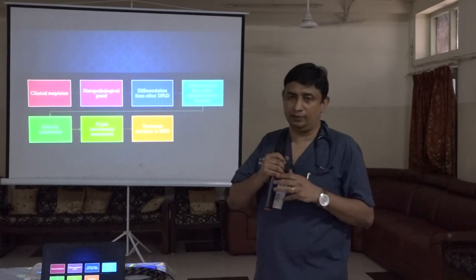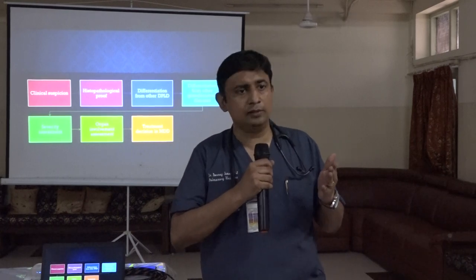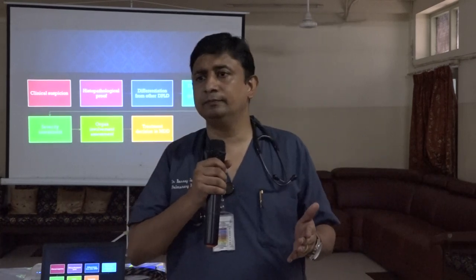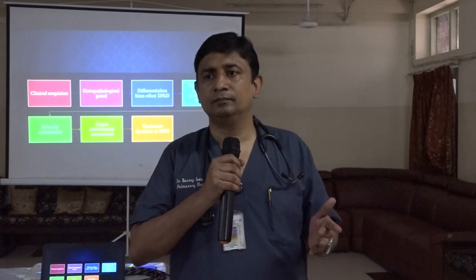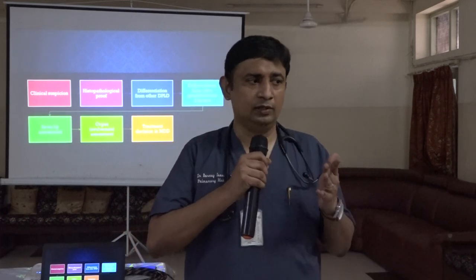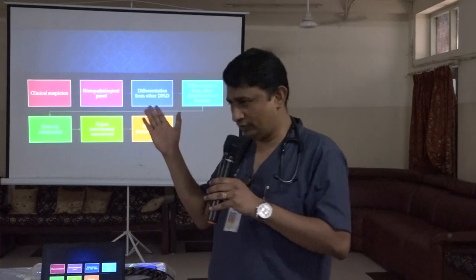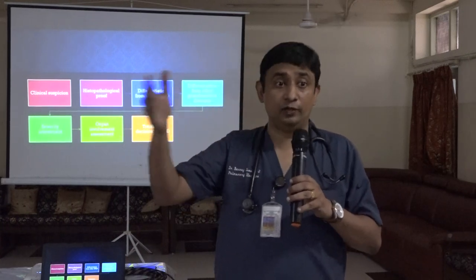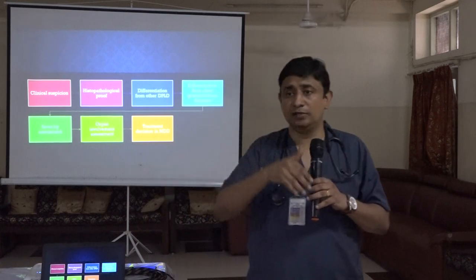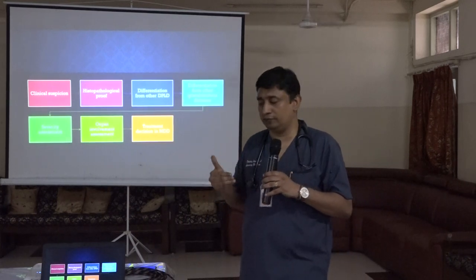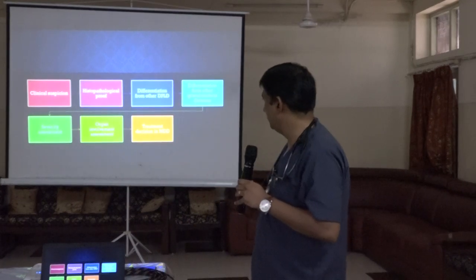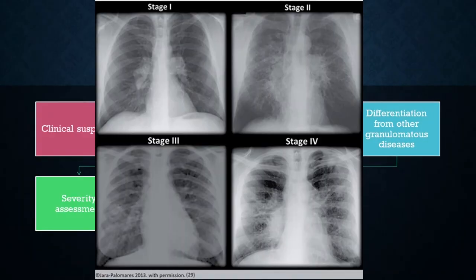Then you look at the severity. What is the radiological staging of sarcoid called? Scadding stage, you've heard of? Scadding stage is the chest X-ray staging of sarcoid. Stage 0, 1, 2, 3, 4, we'll briefly look at it. Based on that you decide, and then the lung function tells you how severe it is, and you decide on treatment. So that is the Scadding stage.